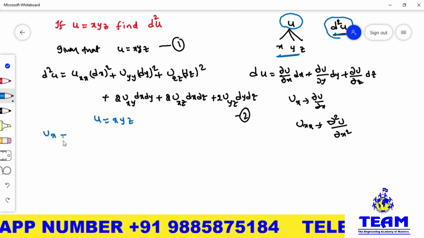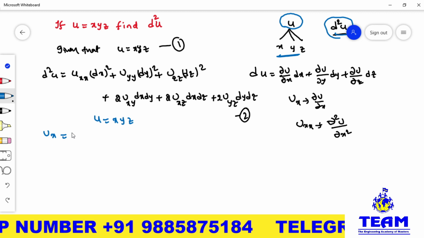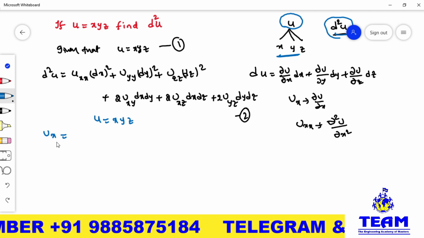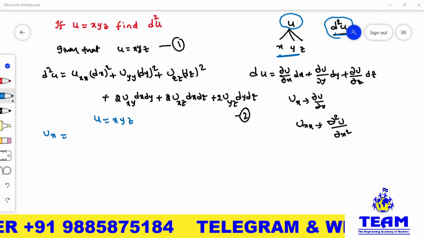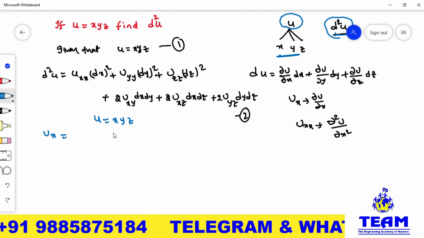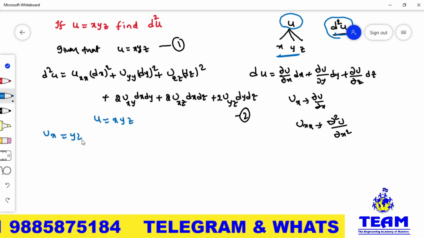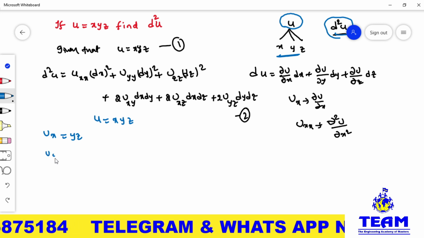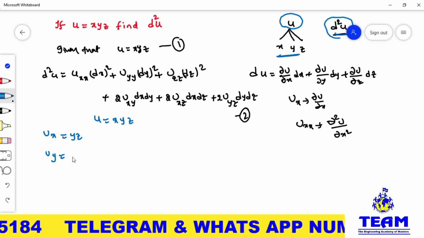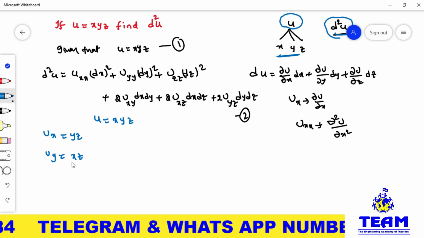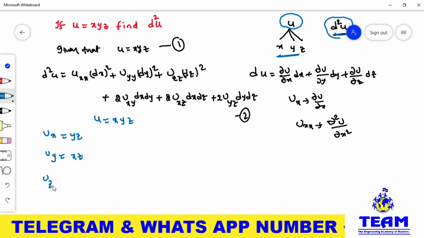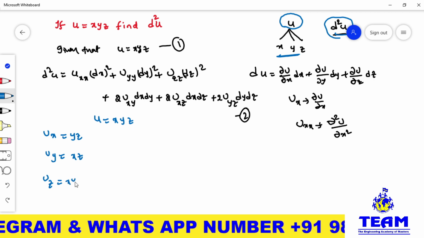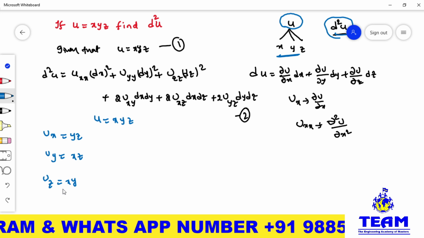Now ux, what is ux? Partial derivative of u with respect to x. While differentiating partially with respect to x, we have to treat all other variables as a constant. So yz is a constant. If you differentiate x with respect to x, the value will be 1. Similarly, dou u by dou y: xz is a constant, and the derivative of y with respect to y is 1. Next uz, the derivative of u with respect to z means xy is a constant, and the partial derivative of z with respect to z is 1.